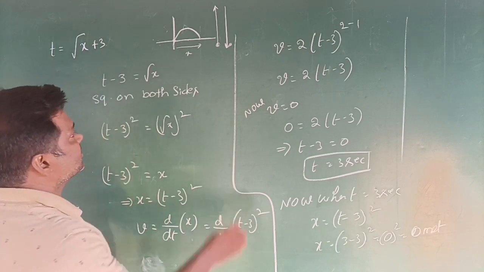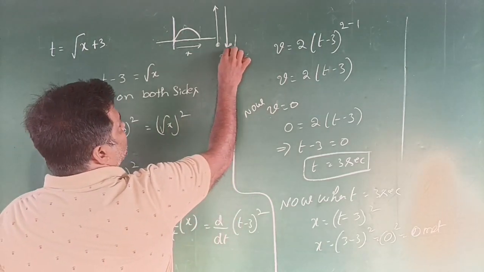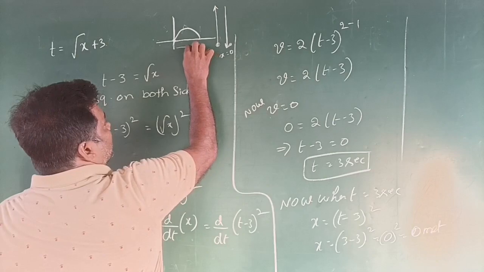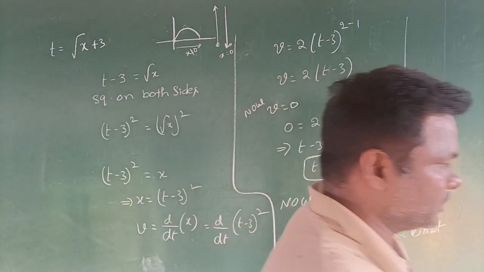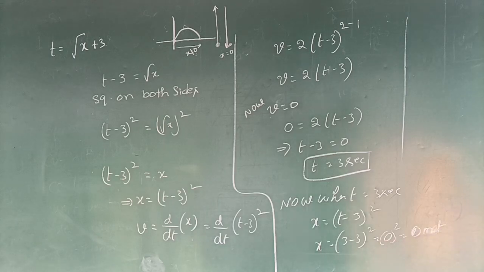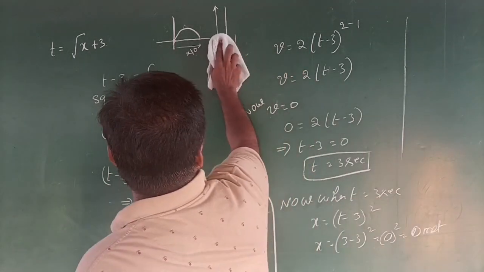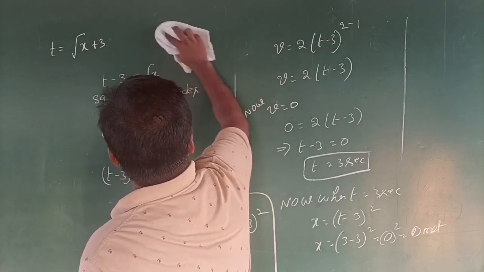In both the cases, here displacement is equal to 0. Here displacement is not equal to 0. So our given problem may be in this way. When it reaches the same location, its displacement is equal to 0.